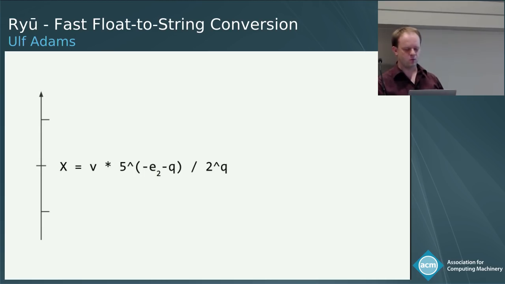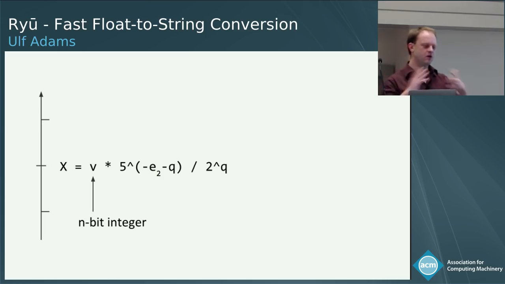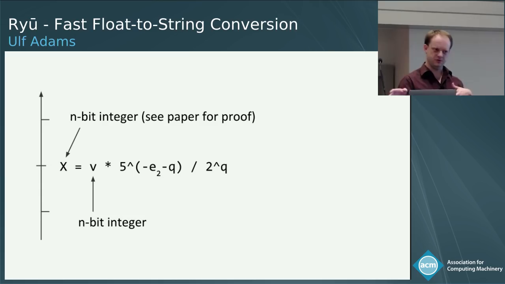So why is this a problem? Why is this difficult to compute? Now, the input is approximately an n-bit integer if you have an n-bit floating point type. And the output is an n-bit integer. See the paper for proof.